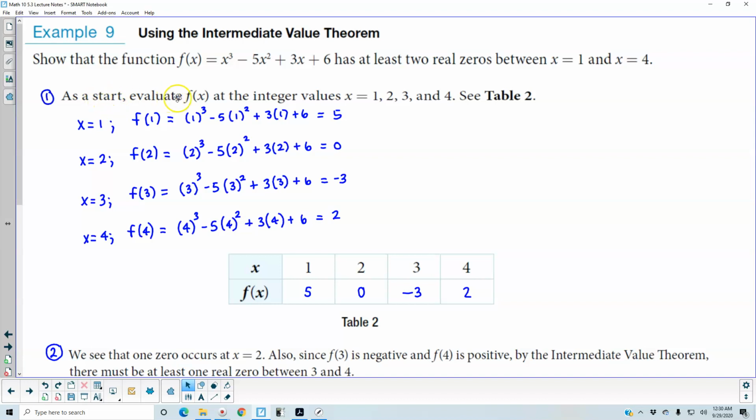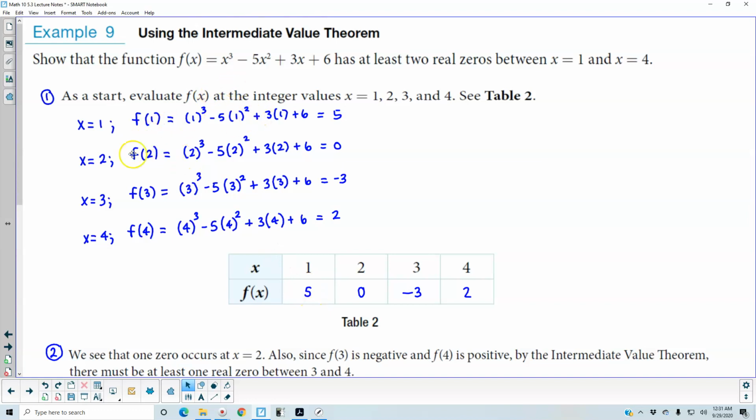So as a start, we're going to evaluate f of x at the integer values from 1 and 4. So we're going to choose 1, 2, 3, and 4, and then we're going to create a table. If we plug in x equals 1 into the function, we get 1 cubed minus 5 times 1 squared plus 3 times 1 plus 6. That gives us a value of 5. So when the input is 1, the output is 5.